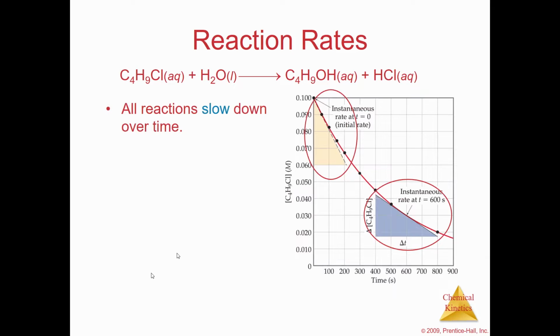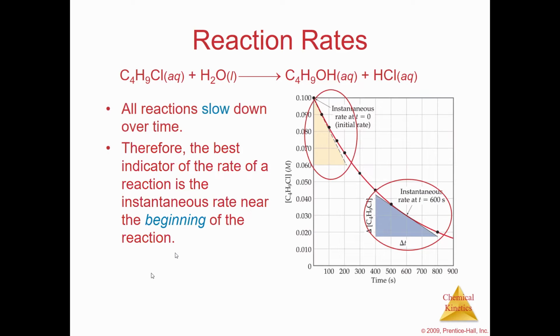All reactions slow down over time because you're losing reactants, lowering concentration. So the best indicator of the actual rate of a chemical change is near the beginning of the reaction. So that's an important concept, especially in lab and industry, things like that.